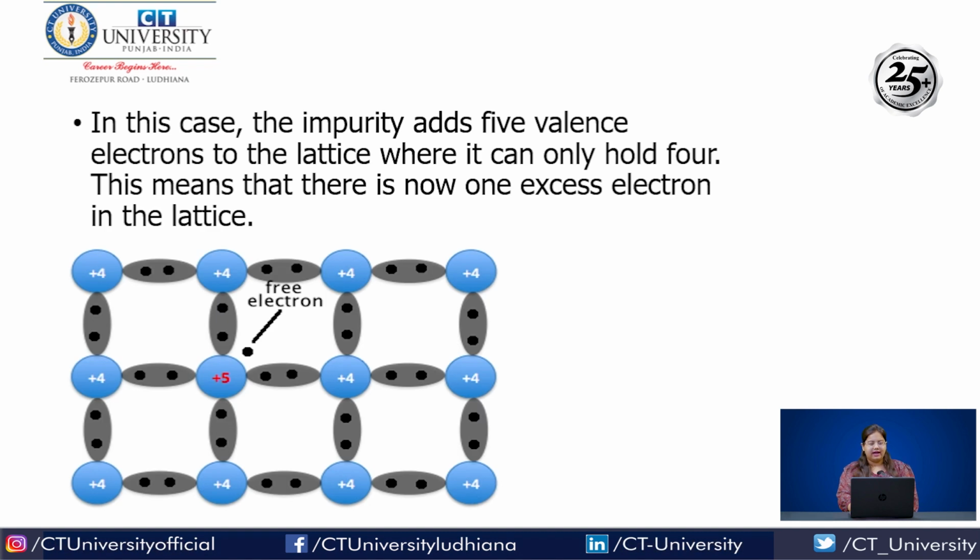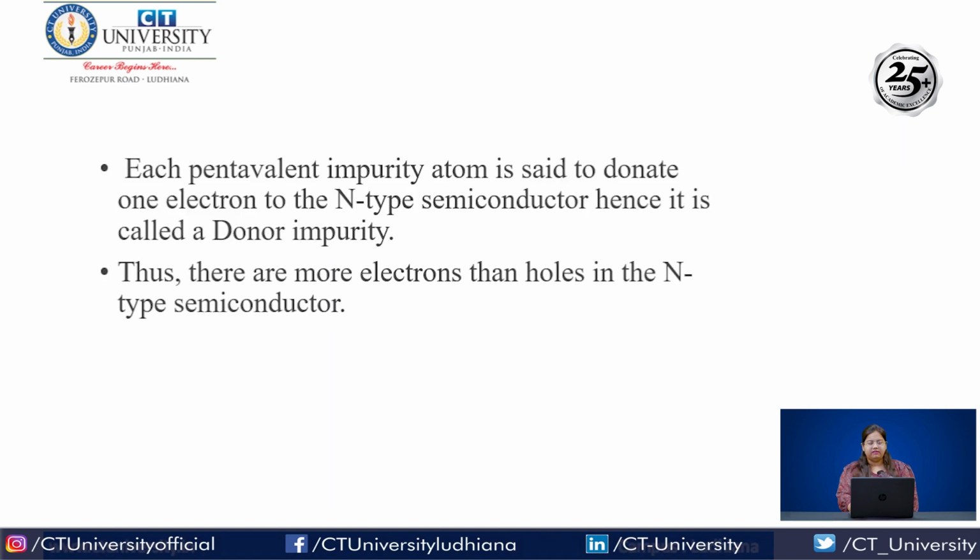As we can see in this diagram, in this case the impurity adds 5 valence electrons to the lattice while it can only hold 4. This means that there is now one excess electron in the lattice, and this excess free electron adds up to the n-type semiconductor. Each pentavalent impurity atom is said to donate 1 electron to the n-type semiconductor. Hence, it is called donor impurity. Thus, there are more electrons than holes in the n-type semiconductor.